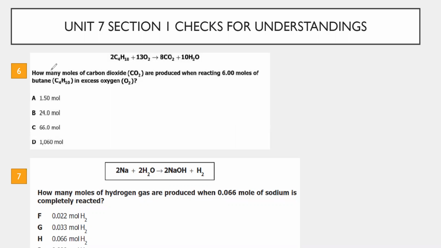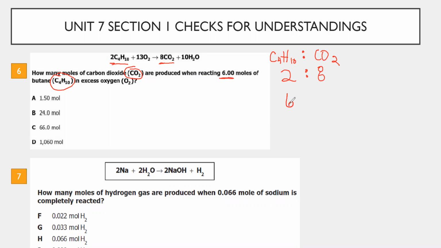Let's take a look at what we're looking at. We need to look at the ratios of butane and CO2. So C4H10, and look at me, I can't write. That should have been H10, to the ratio of CO2. All right, so we have for every 2 of these, we're going to end up with 8 CO2s. How many moles of carbon dioxide are produced when reacting with 6 moles of butane?